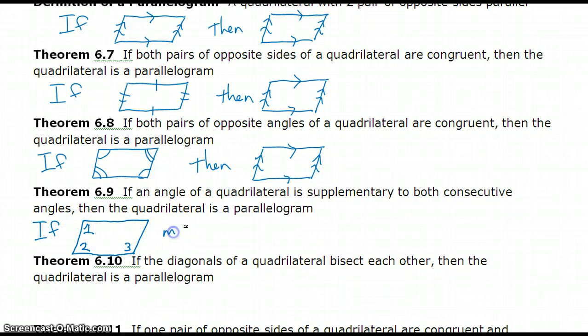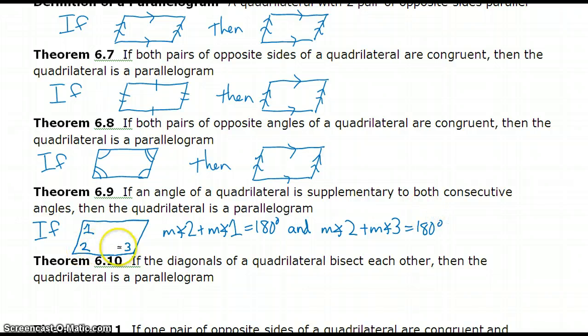If the measure of angle 2 plus the first consecutive angle, angle 1, equals 180 degrees, these two angles are supplementary, they're consecutive interior angles that are supplementary, I know that these two lines will be parallel, and angle 2 is also supplementary to angle 3, the other consecutive angle. Well, that means that these two consecutive interior angles make these two lines parallel. Then by theorem 6.9 we have a parallelogram.